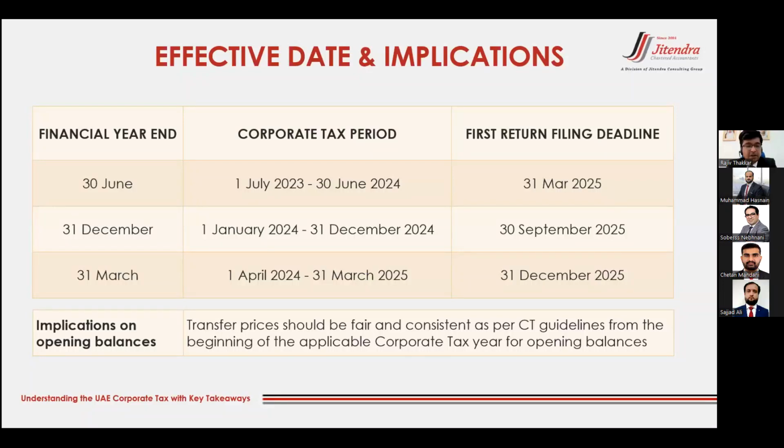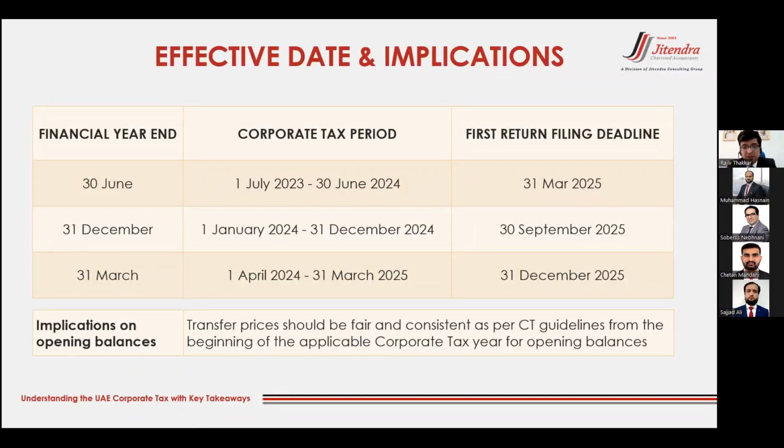Another example: if a company's year end is 31st March, the corporate tax applicability is a little bit more delayed. Their first corporate tax period will be 1st April 2024 to 31st March 2025, and their first filing deadline will be 31st December 2025. Now, when our corporate tax period starts, let's say for 31st December year end, the first corporate tax period starts on 1st January 2024. At that date, we should have our opening balance sheet, or opening assets and liabilities, which should be in line with the transfer pricing rules.